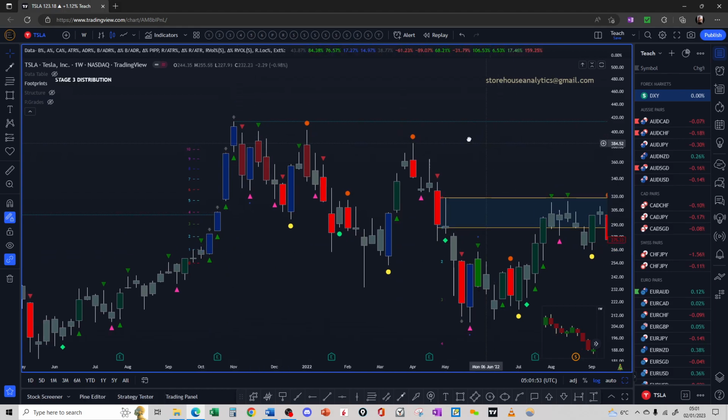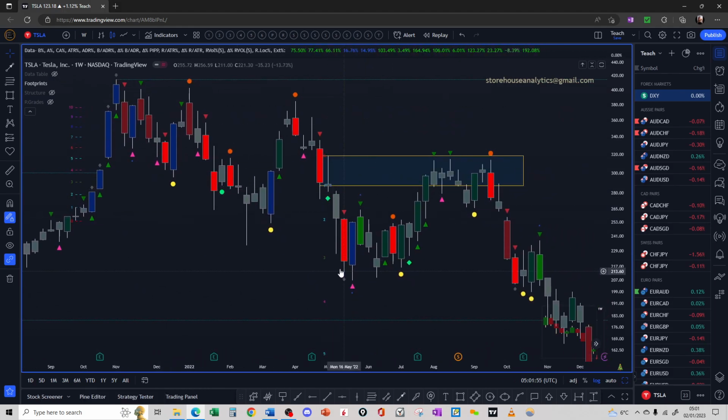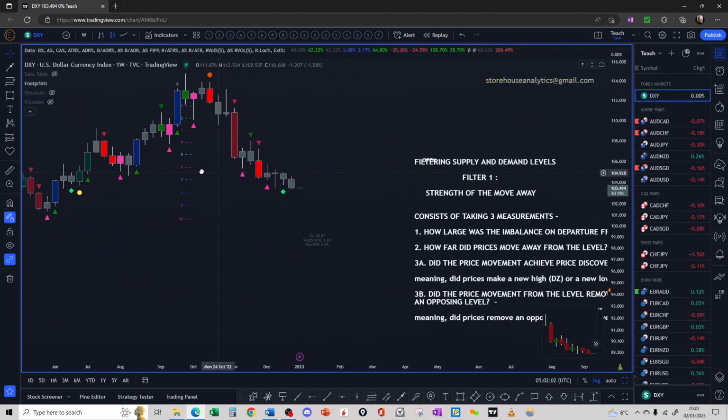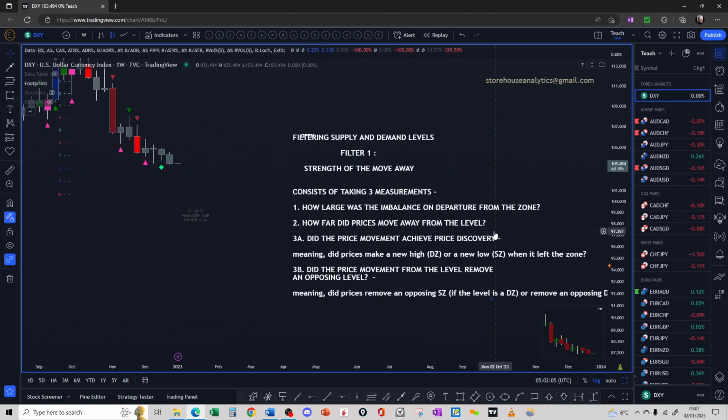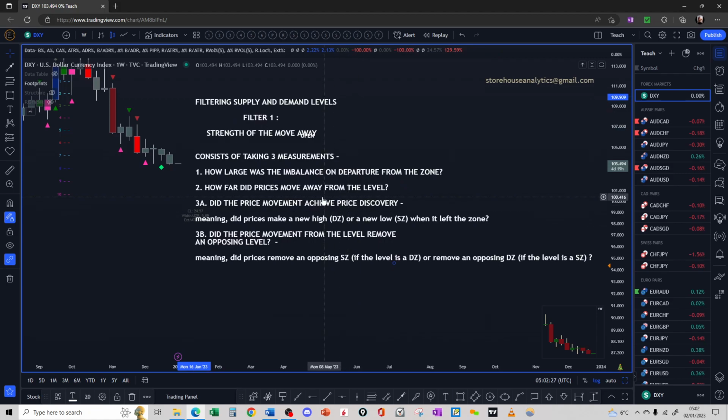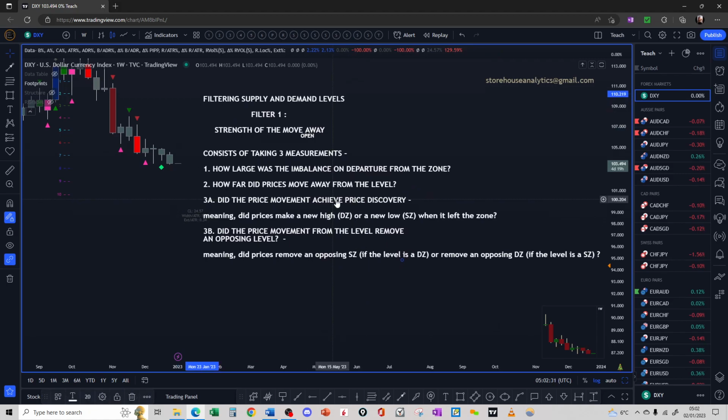So in this example for the supply zone, it moved away at least a 2 to 1. So it met the minimum criteria that we would look for. Now let's take a step back and do a deeper dive into why 2 to 1. What's special about 2 to 1? Like I always say, there's no magic, there's no secrets, there's nothing new under the sun. Why 2 to 1? Why don't you look for 3 to 1? There's absolutely nothing that says you can't. It's just a threshold.